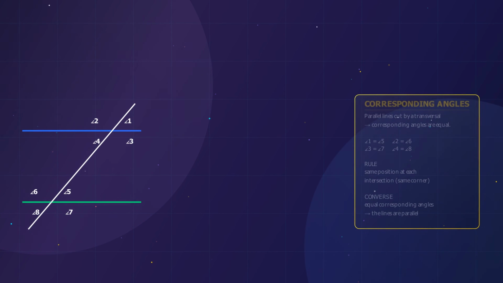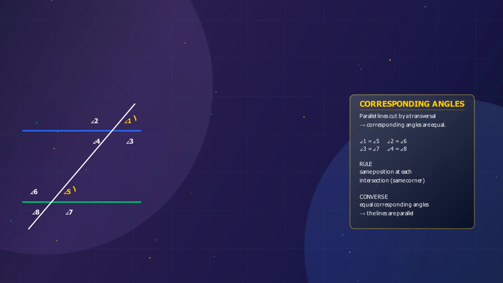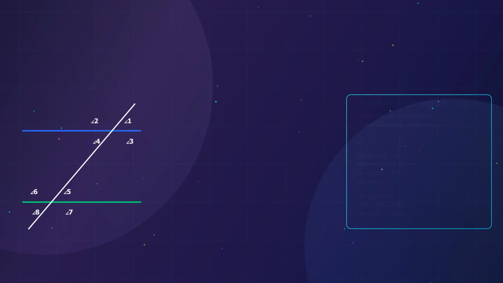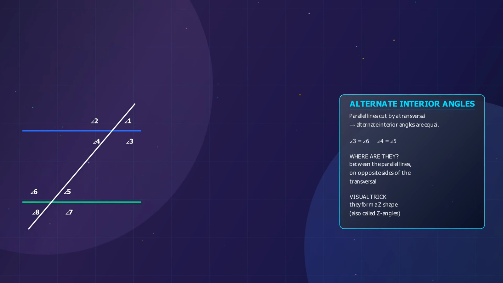The corresponding angles theorem. Angles in the same position at each intersection are always congruent. Angle 1 equals angle 5. The alternate interior angles theorem. Between the parallel lines, on opposite sides of the transversal, these angles are equal. They form the famous Z shape.